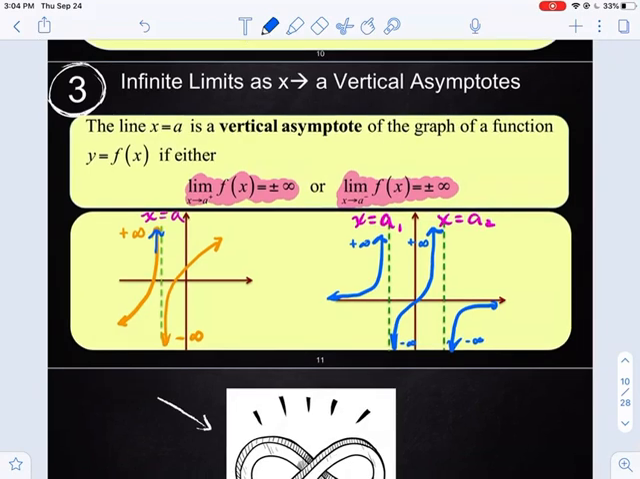So we've got the limit as x approaches a from the left-hand side, and here we have the limit as x approaches a from the right-hand side, where x is equal to a. So on the left, it goes to positive infinity on this particular graph, and on the right, it goes to negative infinity, it being the function.